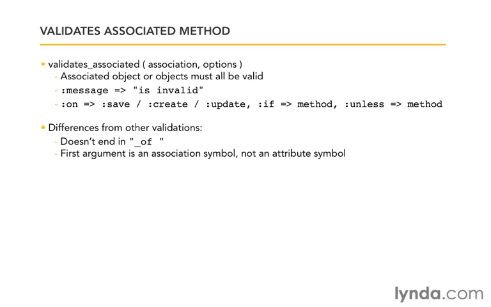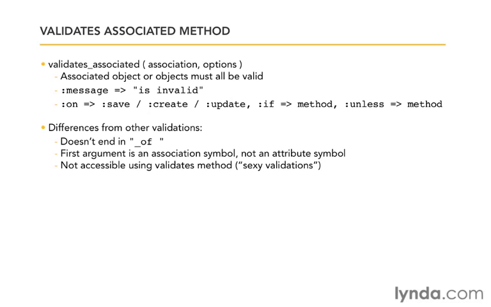But there are a couple of differences from the other validations that we've looked at. First and most obviously, it doesn't end in _of. The other difference is that the first argument is no longer going to be an attribute symbol. Instead, it'll be the name of the association as a symbol, the same name that we're using for belongs_to, has_many, and so on. The third difference is that we can only call validates_associated on its own. We can't use the validates method that we just saw in the last movie, otherwise known as sexy validations. We can't use that with validates_associated.